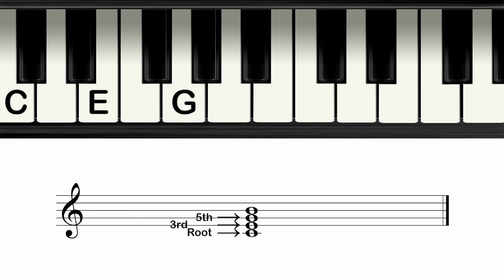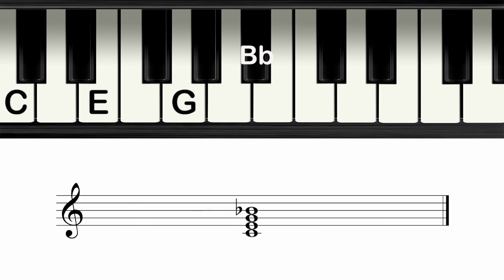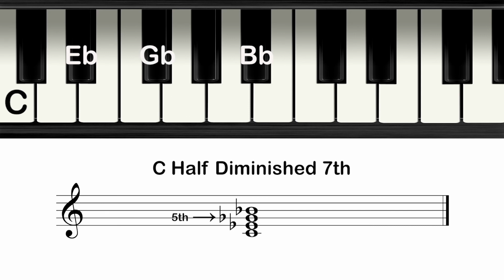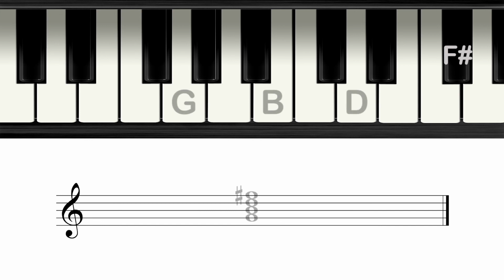The notes C, E, and G make a C major triad, and the note B is a major 7th above the note C. To make it a C dominant 7th chord, lower the 7th from the note B natural to the note B flat. To make it a C minor 7th, lower the 3rd from the note E natural to the note E flat. To make it a C half diminished 7th, lower the 5th from the note G natural to the note G flat. To make it a C full diminished 7th, lower the note B flat to the note B double flat. Let us make a G full diminished chord.